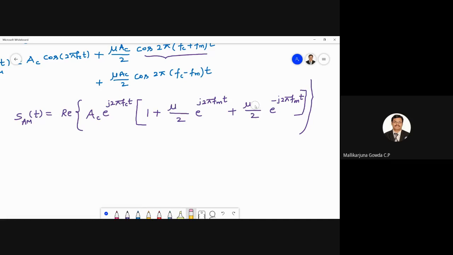Since AC I have already taken out, I can eliminate that. Okay. Is this clear what I have written? Any doubts? No, sir. Now we'll try to draw the phasor diagram for the thing which is written in the square bracket.